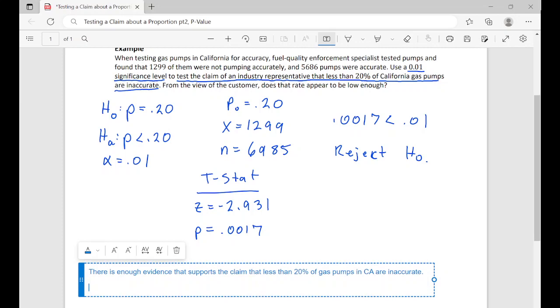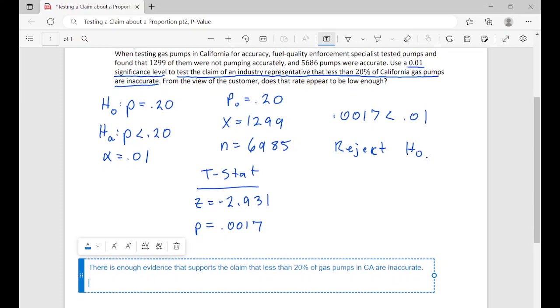Now, the second part of the question asks, you look at this information, and does that rate appear to be low enough? I don't know about you, but I see that 1,299 are inaccurate out of almost 7,000, not 5,600, 7,000. That seems to be just a little bit too high for my tastes. So from my perspective, does that rate appear to be low enough? I would say no, it does not seem low enough.